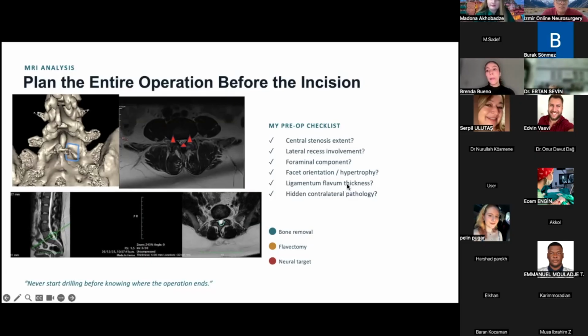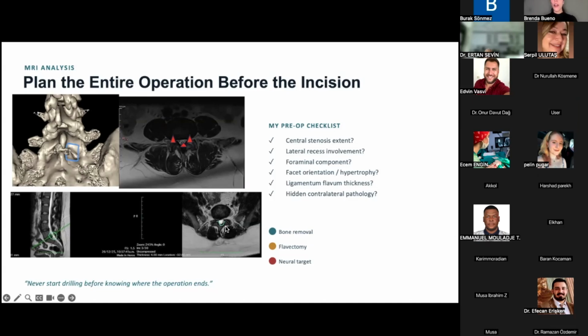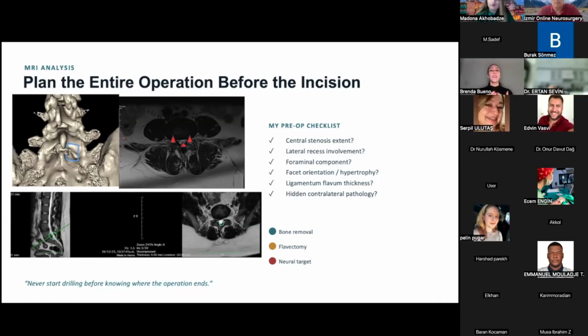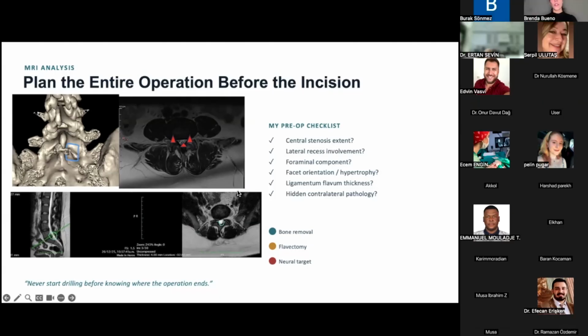Ligamentum flavum is very important. In this patient, I did a surgery at L5-S1, and I can see the flavum ligament is really thin. Like you see here, I always mark my ligament, and when I finish my bone work, there is no flavum ligament, so you immediately see the neural structures. Keep this in mind before you start the surgery, not during the surgery, to avoid complications, of course. And if you have a contralateral pathology.